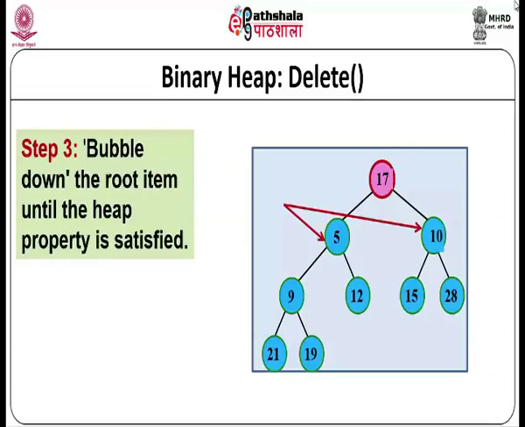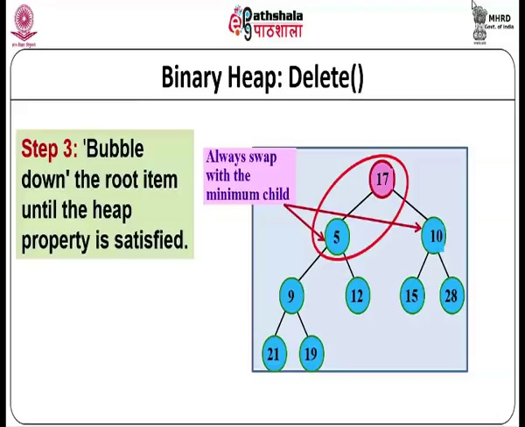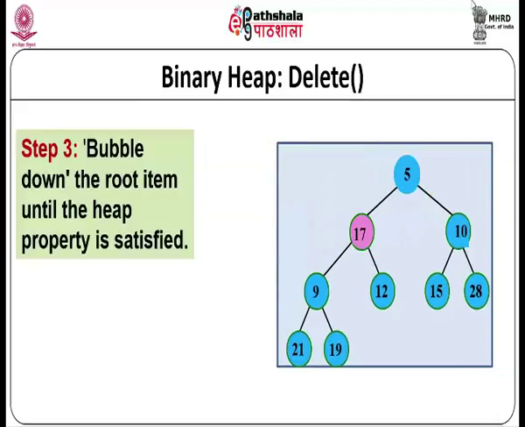Now, there is a problem here because you have 2 children. Which child should replace 17? That is the question we have to ask. What is the rule that says? Always swap the minimum child. That is a property we always use. So, out of 5 and 10 which are the children, we have to swap the 17 with 5. So, we do that. 17 and 5 have been swapped.